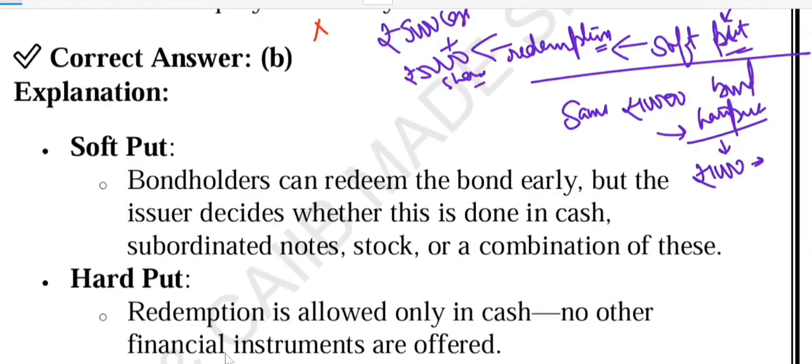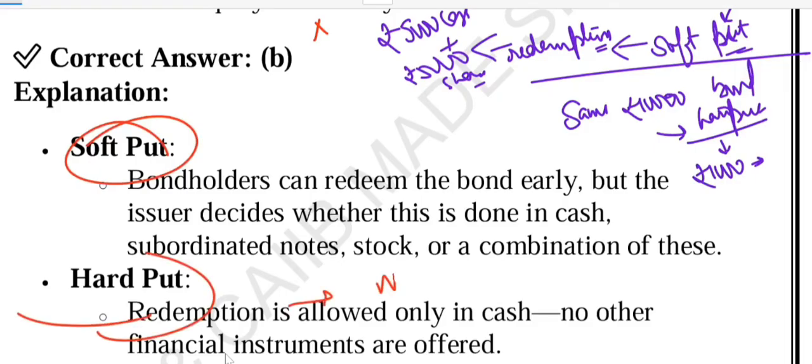So suppose your friend repays a loan by cash, by a new IOU, or his bike. So that is a kind of soft put. And what is a hard put? Suppose your friend must pay cash. Your friend must pay cash. In case he must pay cash, that is a kind of hard put.